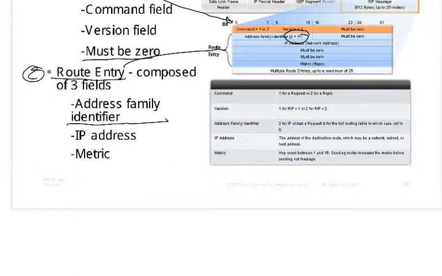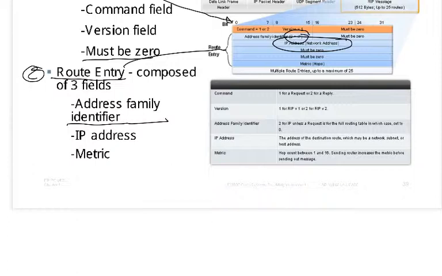Depending on the value in this field, the value in this field will be interpreted accordingly. So if this is 2, this means that this is an IP address. The IP address of what? This is the IP address of the destination network. So in the routing table, the important field for any route entry is what? The destination network, right?